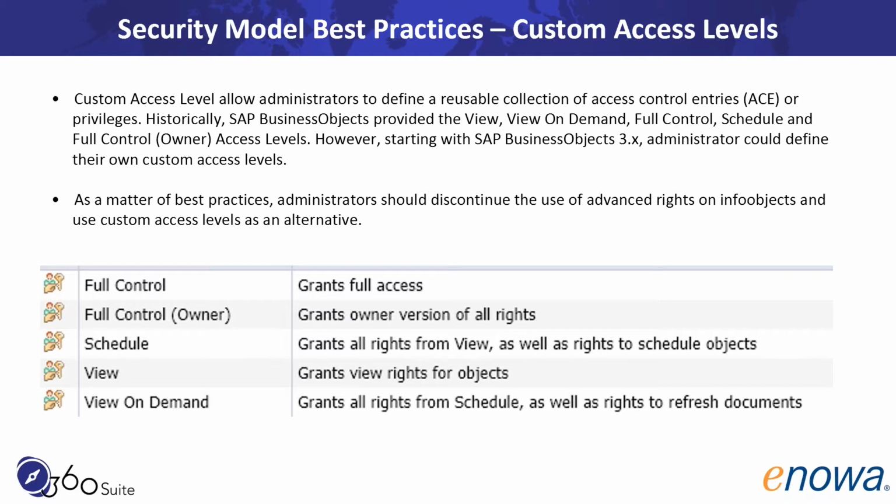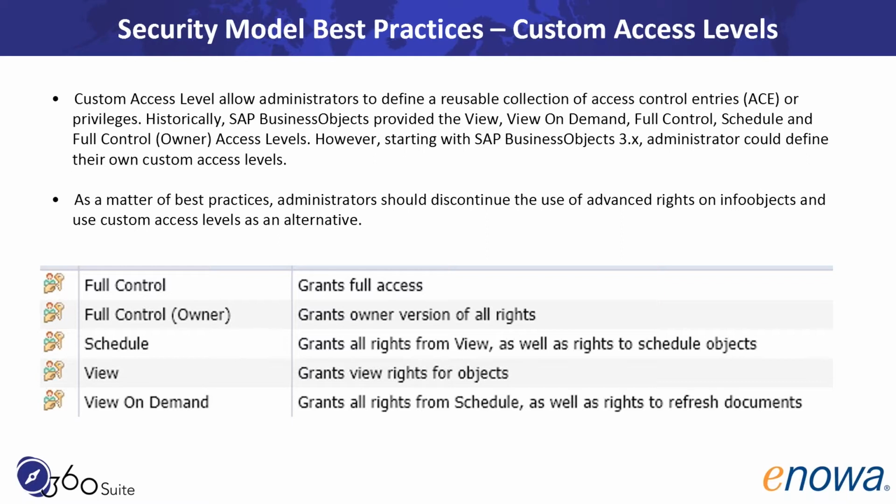So back in 3.x, we could actually create our own versions of these called custom access levels. You could go in and add all the ACE entries for them. Great add-on to BusinessObjects a while back because these are central and reusable. So if I created a custom view on demand and schedule combined together with some other custom access control entries and apply that to 1,000 folders, and if I needed to make an update to that, I could come to the custom access level, modify it, and it would automatically apply to all 1,000 folders. So great enhancement that they had a while back.